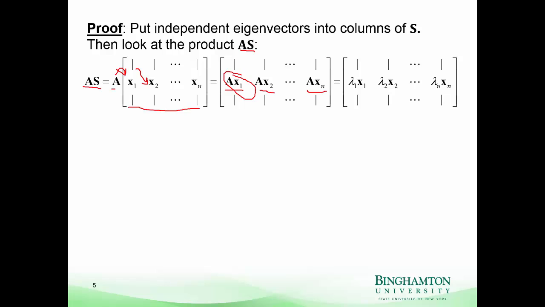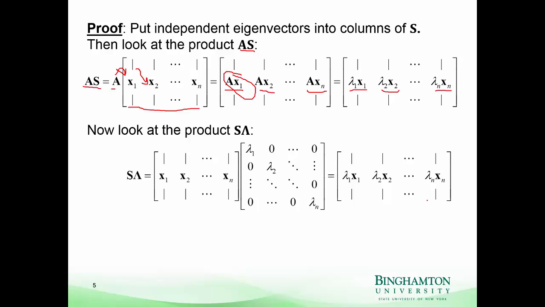So AX1 really becomes lambda 1 x1, AX2 becomes lambda 2 x2, and so on all the way out. All right, so that's one thing. Now we're going to look at the product of S times lambda. So notice that we're looking at the AS S hat part here, or AS is equal to S lambda. So let's look at the S lambda part. And if we can prove that these two things are equal to each other, then we've established that easy to remember result from which the other two results come easily.